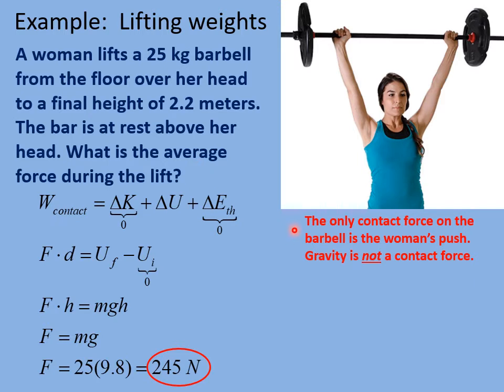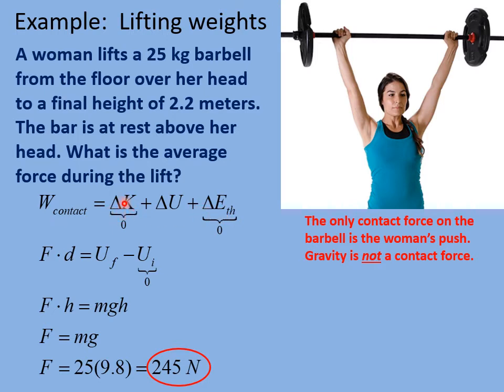So the only contact force on the barbell is the woman's push. Gravity, remember, is not a contact force, so we don't include gravity. We just include the fact that she's pushing up on this bar. So according to the work-energy theorem for contact forces, the work done by a contact force is equal to, remember, delta K plus delta U plus delta E thermal.